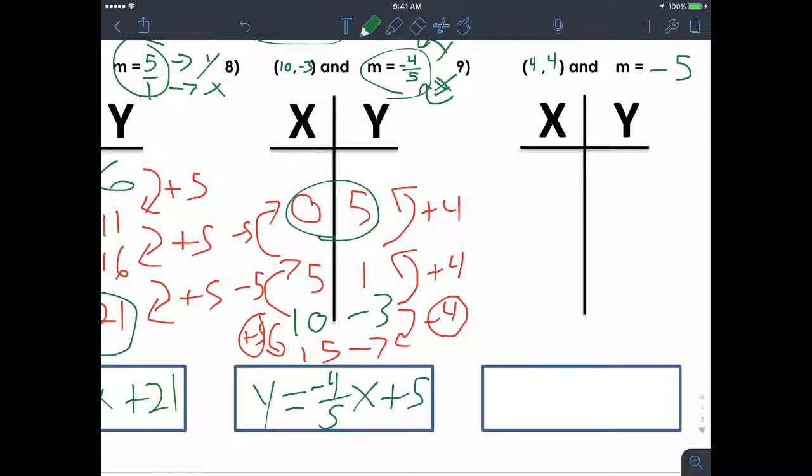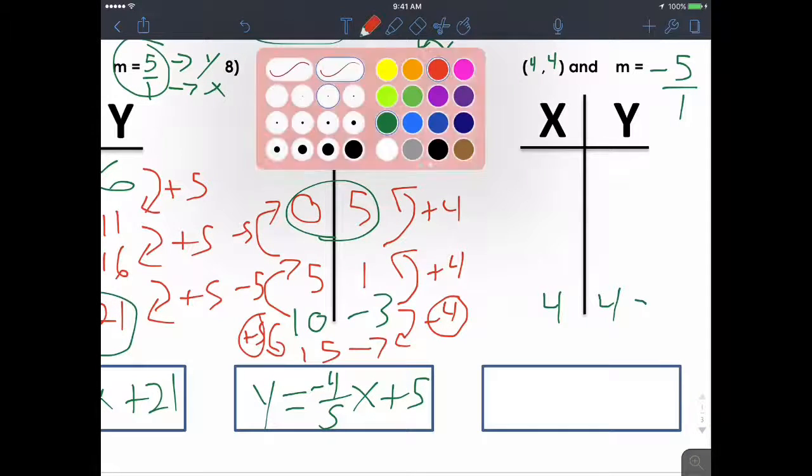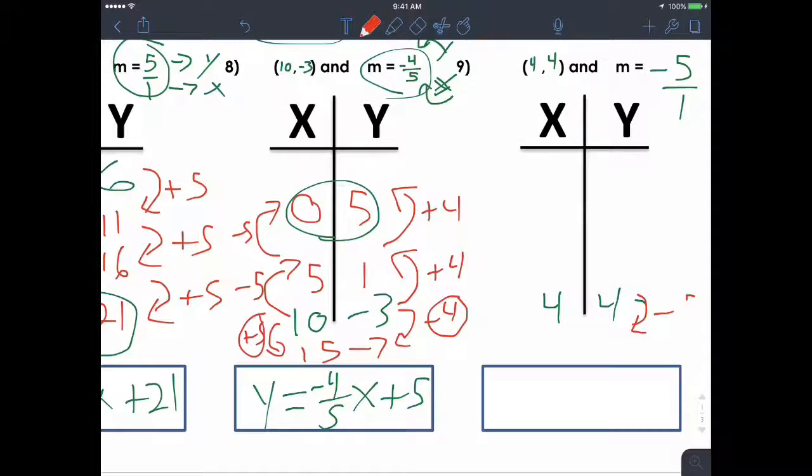Okay? So since the point is (4, 4), should this be at the top or at the bottom of this chart? All right, so 4 should be at the bottom. Now again, going forwards, -5 over 1 would tell you to subtract 5 from the y and to add 1 to the x. But we're going to go the other way because our goal is to get to 0. So instead of subtracting 5, I'm going to add 5. Instead of adding 1, I'm going to subtract 1. All right, that's going to give me (3, 9).